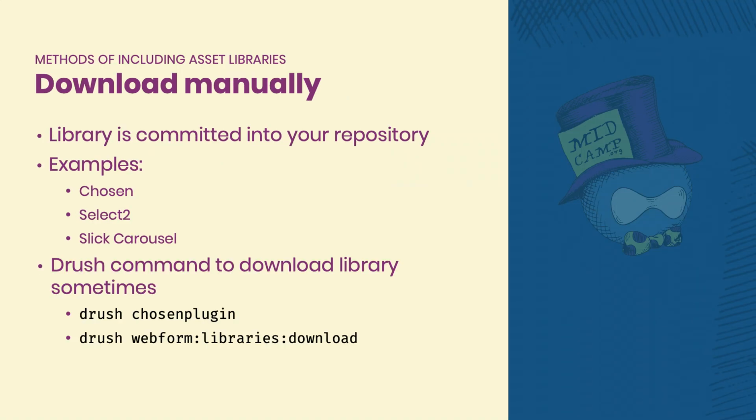Downloading manually means that you are probably downloading it, putting it into some directory, probably libraries, and committing that code. Another one of my goals is to not commit anybody else's code and to bring it in through some sort of dependency management tool or scaffolding system. Examples of modules that suggest that, if you look at the project pages: Chosen will tell you to download the chosen.js files and place them in a particular place. Sometimes there's a drush command that will download it for you. The Chosen module has a drush command called chosen-plugin. It will download the files and put them in the libraries directory.